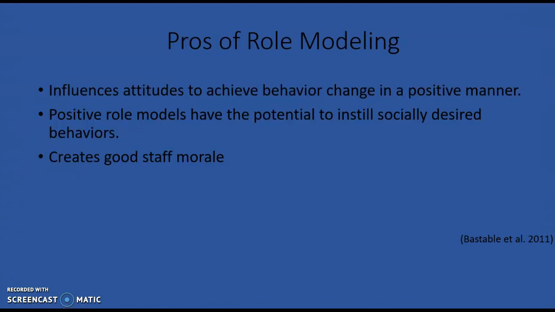So it influences attitudes to achieve behavior change in a positive manner. Positive role models have the potential to instill socially desired behaviors, and this can lead to good staff morale. I often think of role modeling as kind of like monkey see, monkey do, and you can relate this more to toddlers and younger kids.